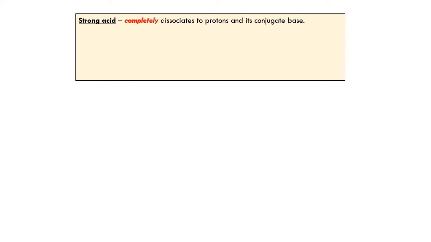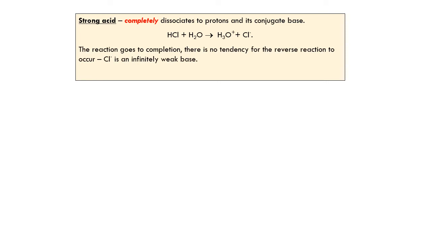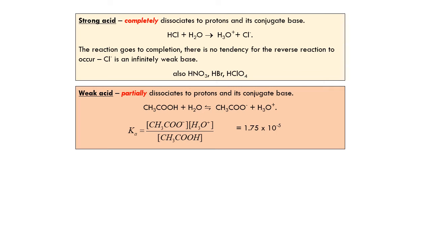All right, so our strong acid completely dissociates. An example would be hydrochloric acid, and we see its dissociation in water to produce hydronium ions and chloride ions. This reaction goes to completion because the chloride ion produced is such a weak base that there is little or no tendency for the reverse reaction to occur. And this can happen for the other strong acids as well.